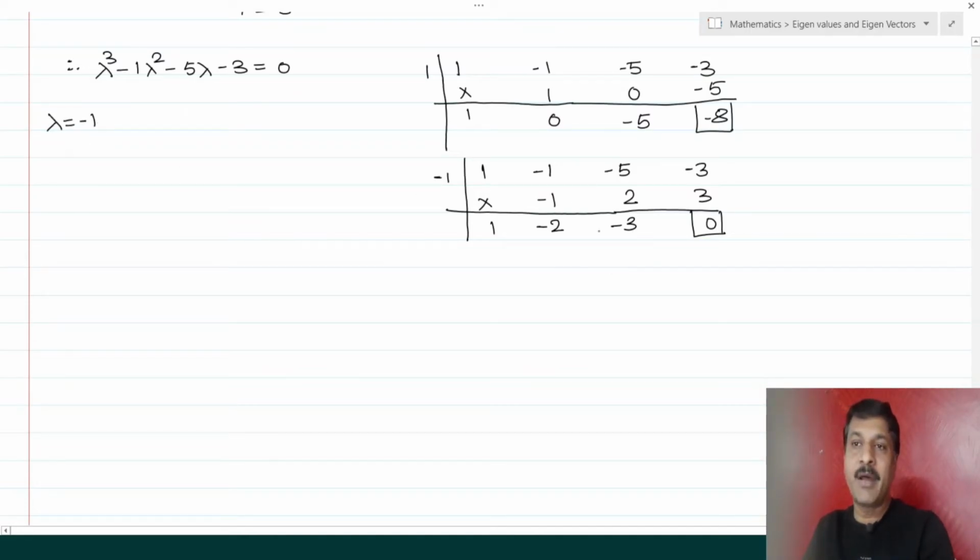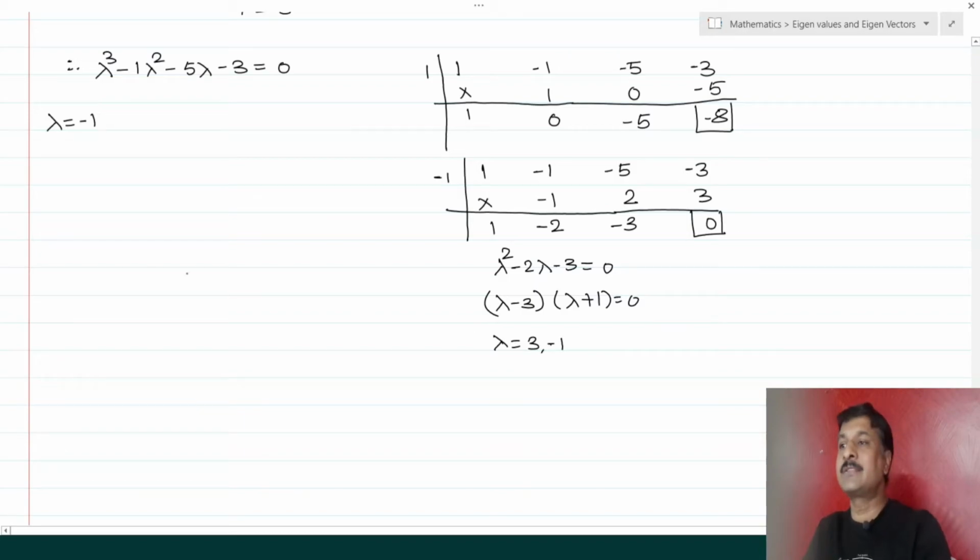And from the remaining it is lambda square minus 2 lambda minus 3 equal to 0. So factors are lambda minus 3 and lambda plus 1. Therefore, I am getting lambda equal to 3 and minus 1. Finally, lambda equal to 3, minus 1 and minus 1 are the eigenvalues.